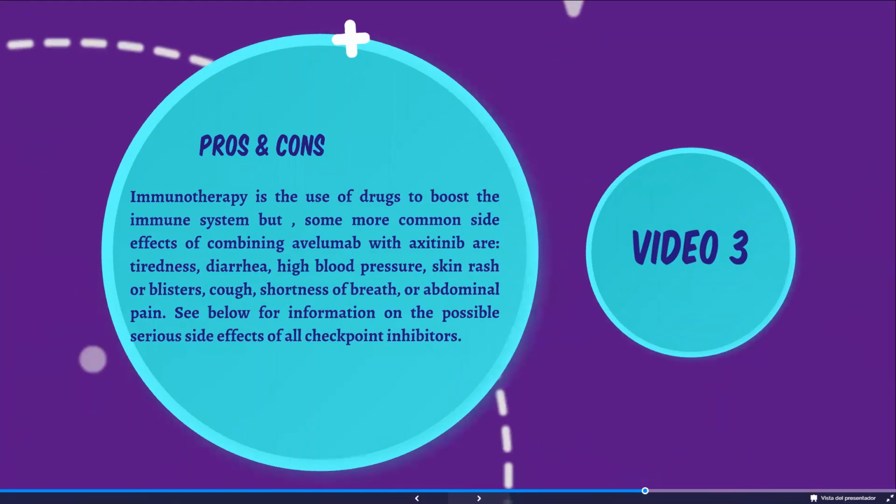Pros and cons. Immunotherapy is the use of drugs to boost the immune system, but some more common side effects of combining avelumab with axitinib are tiredness, diarrhea, high blood pressure, skin rash or blisters, cough, shortness of breath, or abdominal pain. See below for information on the possible serious side effects of all checkpoint inhibitors.